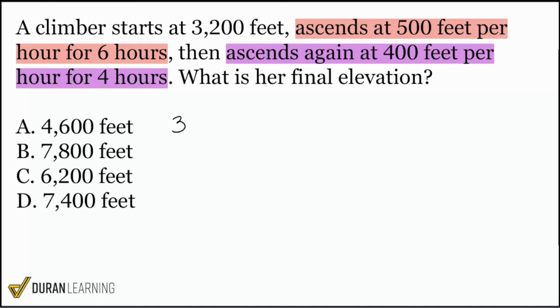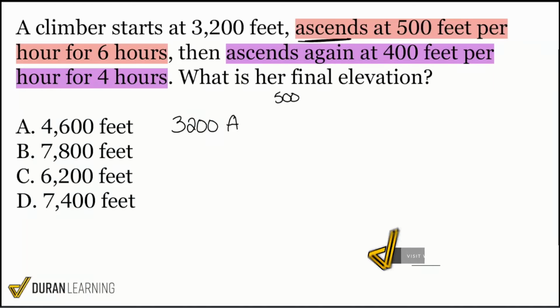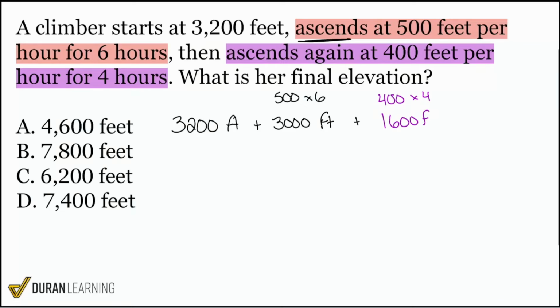So we start off at 3,200 feet in elevation, then ascending at 500 feet per hour for 6 hours. Well, let's figure out what that is. So a rate of 500 feet per hour times 6 hours, that's going to give us 3,000 feet. And we'll be adding that. And then lastly, we're going to be looking at ascending again, and that's at 400 feet per hour multiplied by 4 hours. So that'll be 1,600 feet.